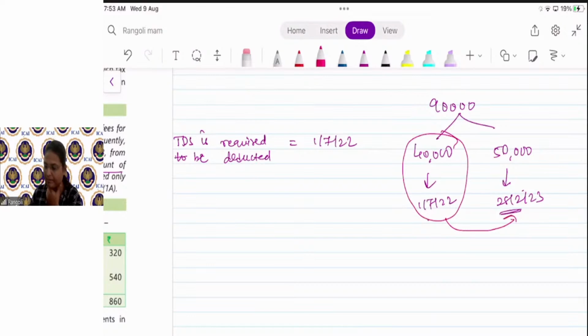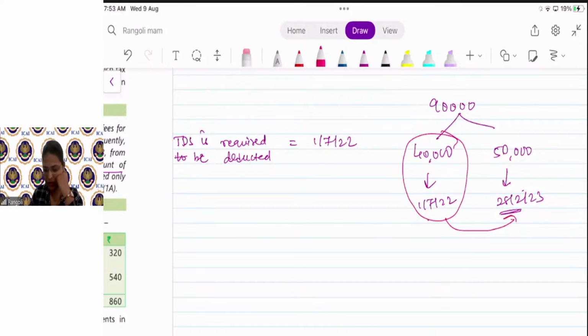For how many months? 8 months. Right? So here the simple interest of 1% is required to be paid by the payer. So on 40,000 the TDS comes to 4,000. Right? On 40,000, what is the amount of TDS? It comes to 4,000.